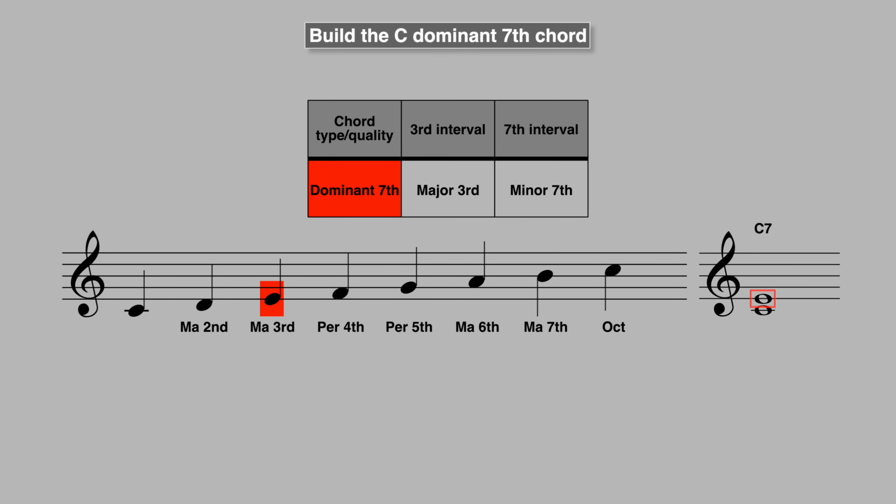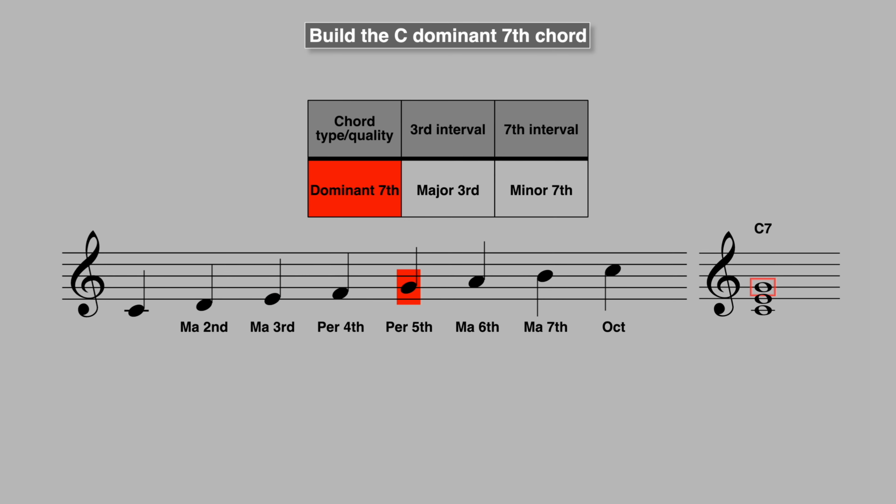Once again, we will use the second interval measurement method to construct the C dominant seventh chord. We need a major third interval from the root up to the third of the chord. As the third scale degree of the major scale built from the bottom note is already a major third interval, we don't need to adjust the note E.